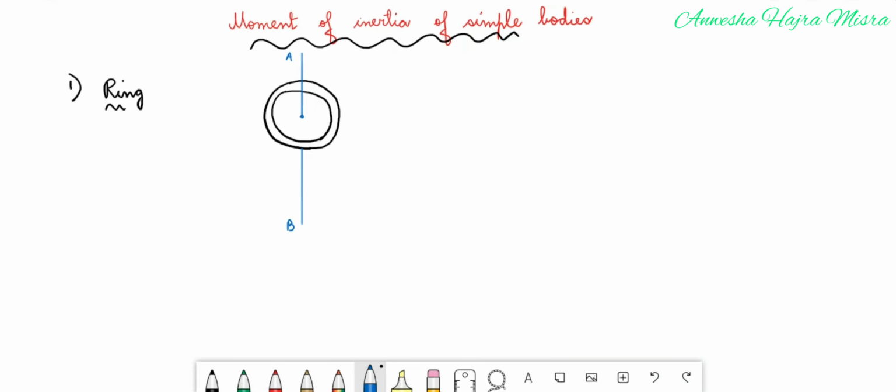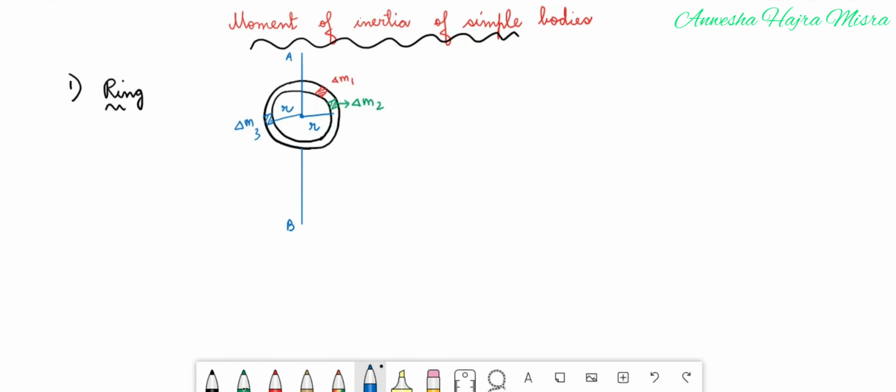Let the radius of the ring be R. Now if we divide the ring into small masses, let this mass be delta M1. Again we divide another mass, delta M2. Another mass over here, delta M3. Then all the masses are at a distance r from the center.